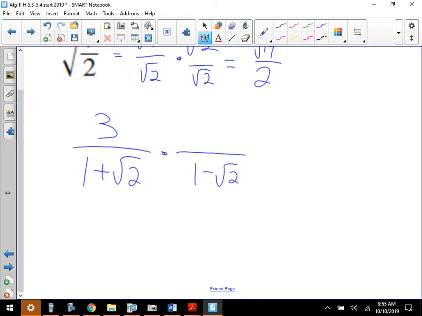Okay? If I do that, what has to be in the numerator? Exactly. It's got to be the same thing, because 1 minus the square root of 2 divided by 1 minus the square root of 2 is still 1. It just looks ugly. Okay?